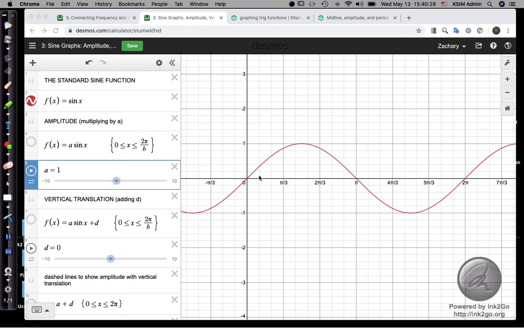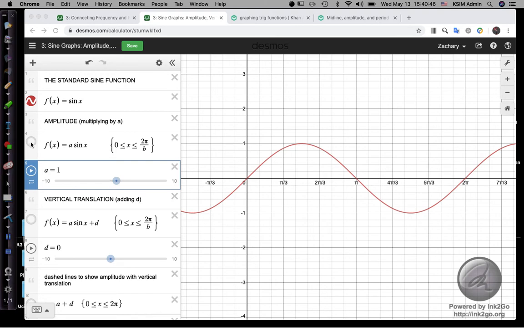We're looking at the standard sine function in red. As it oscillates, imagine it going around the unit circle, peaking out at 1, shrinking back down again to 0, down to -1, and up again as it goes around and around.